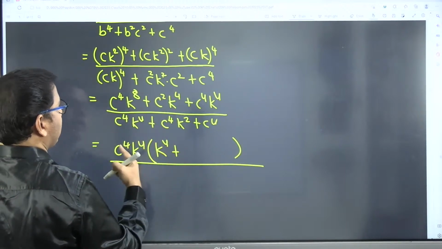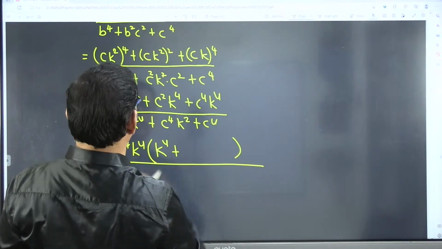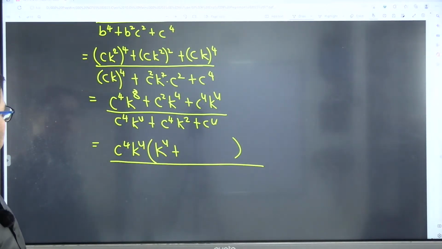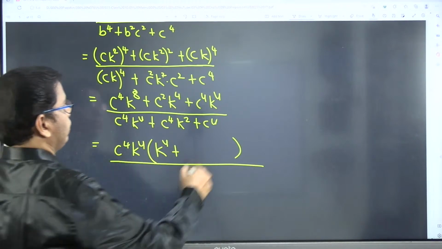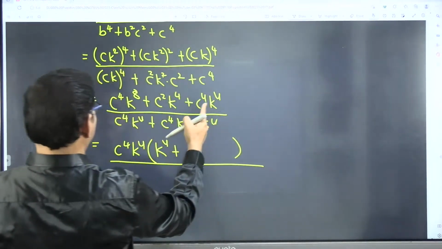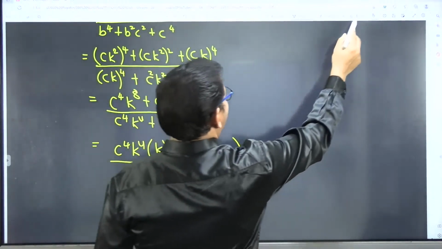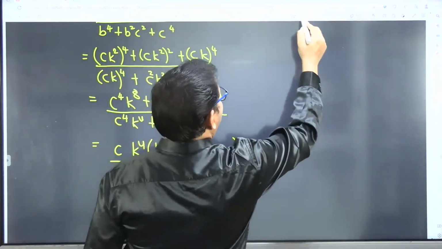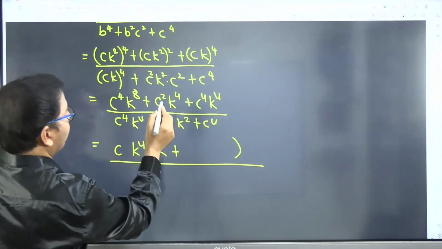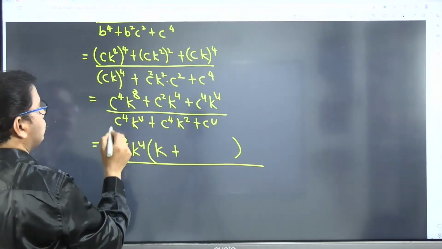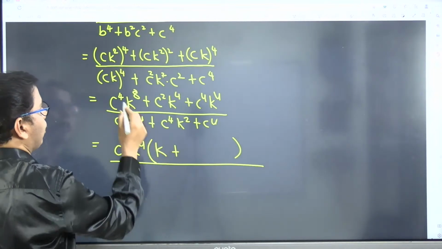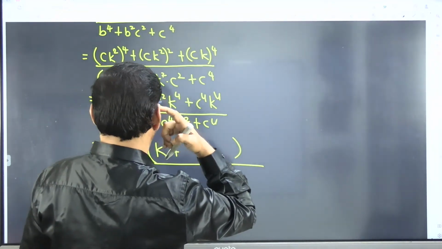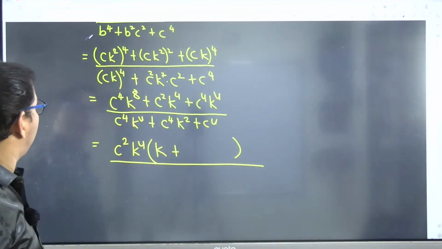C square is taken out common. Okay, नहीं ले सकते. Is it 4? Wait. It is c raised to 4. Okay, we have to take c square k raised to 4 common. C square is taken out common. Okay, तो क्या बचा यहाँ पर? क्या बचा? Let me check.